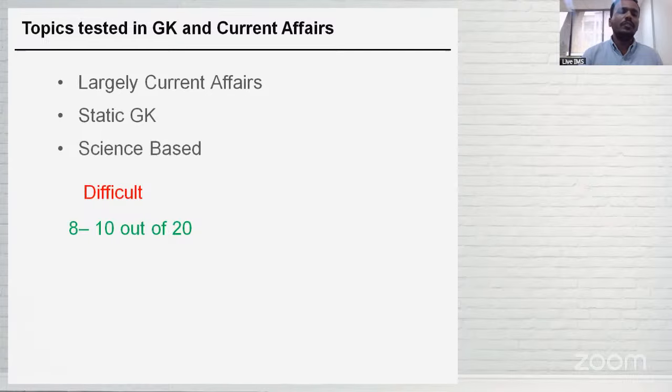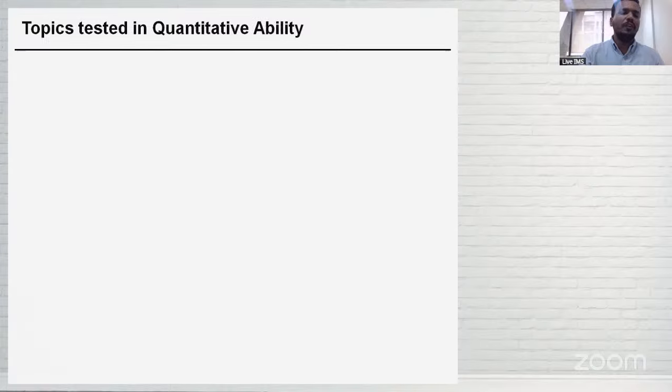Let us talk about the topics tested in GK and current affairs. Mainly the questions were based on static GK, science-based questions were there, and largely current affairs questions were asked. One of our students gave us the feedback that a question was asked: how many prime ministers have been given the Bharat Ratna so far? And obviously, like every year, this section was quite on the difficult side. So you can say that 8 to 10 out of 20 questions is considered a good attempt.